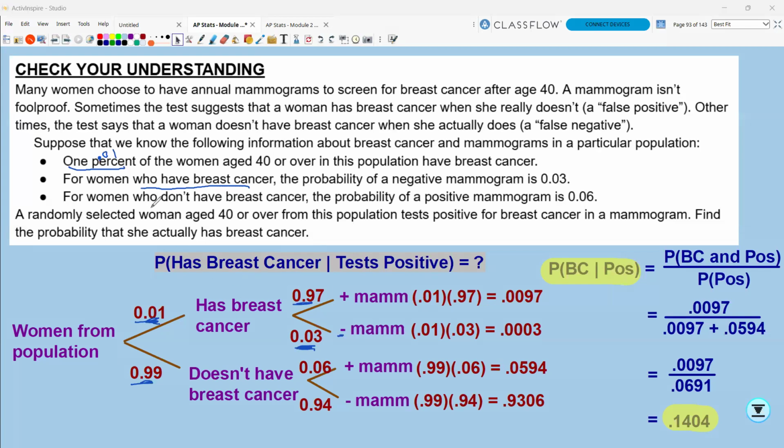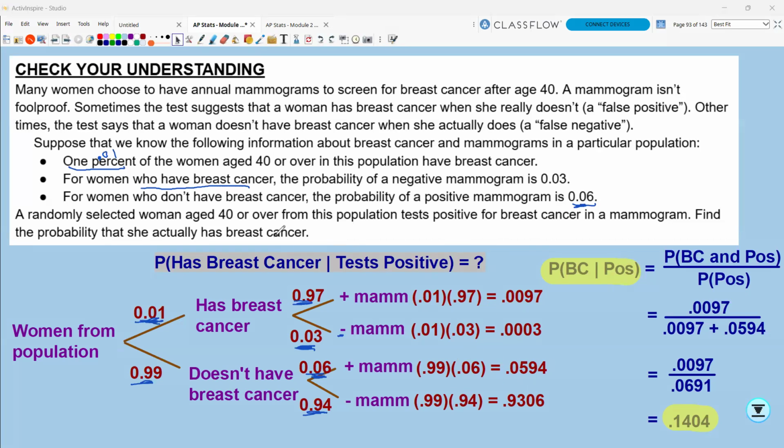Same thing with the bottom one. For women who don't have breast cancer, the probability of a positive mammogram is 0.06. So we have the probability of positive mammogram for those who don't have it. Subtract that from 1 to get the 0.94. At the end, always multiply along your branches. So 0.01 times 0.97 is going to be 0.0097. And you can go through and do all of your ands.